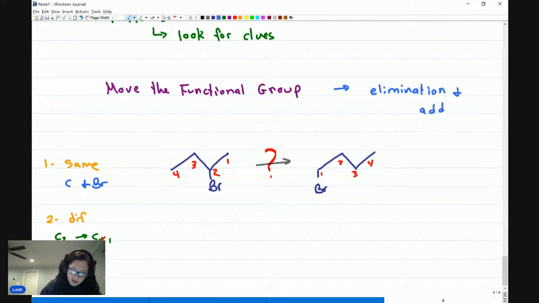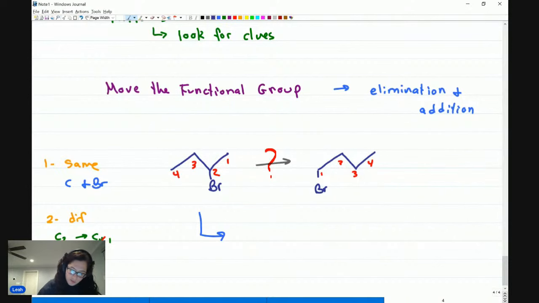Elimination and addition as many times as you need. First, we get rid of the functional group, or in this case, the leaving group or substituent. Then we add it back in the position that we want. Knowing that my first step is to get rid of the group, it's a very easy first step.